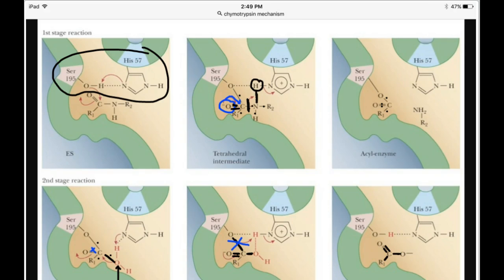So this oxygen, I'll highlight it in green. This is the oxygen from water. That is the same oxygen that this carbon is now bound to here.